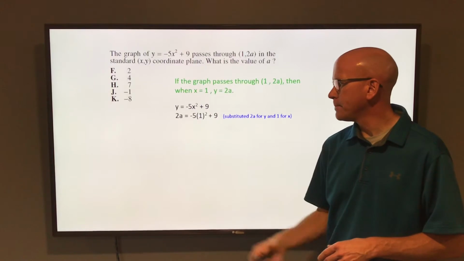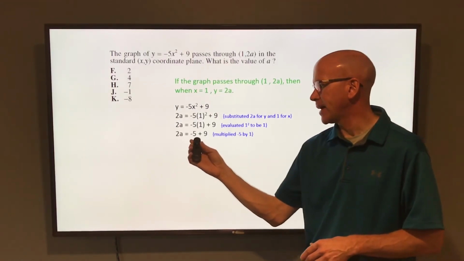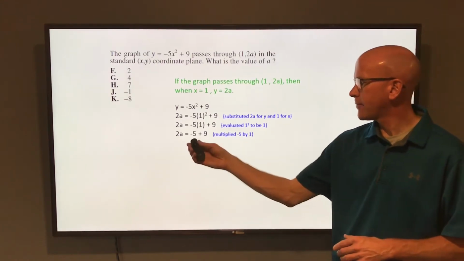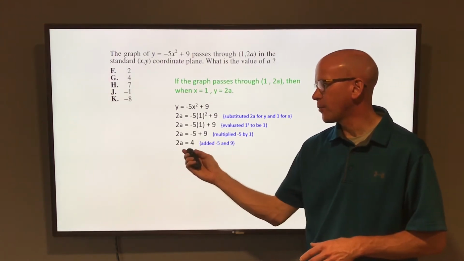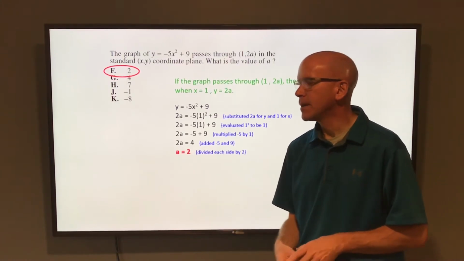Square the 1, that's 1. So it'd be negative 5 times 1, that is negative 5. So you have 2a equals negative 5 plus 9. Take negative 5 plus 9, that is 4. You got 2a equals 4. And then just divide each side by 2. A is equal to 2. Told you it was easy.